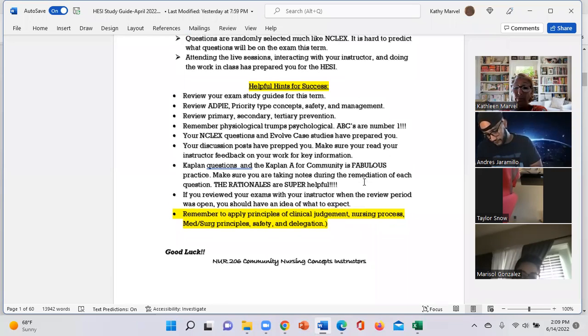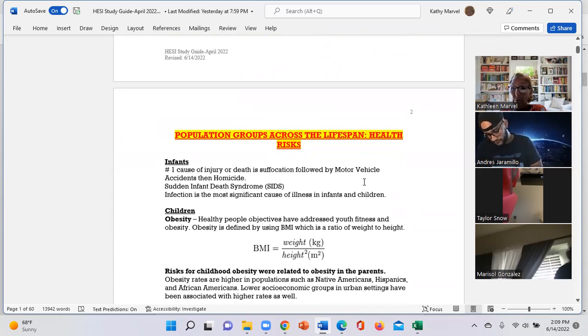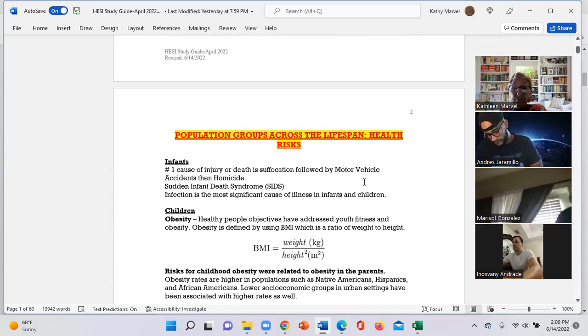Okay, so that's an overview. This HESI is broken out into several concepts. Each concept is highlighted in red writing with yellow highlighting. So this is how it's organized. We've gone through the most important concepts we've been covering all term.